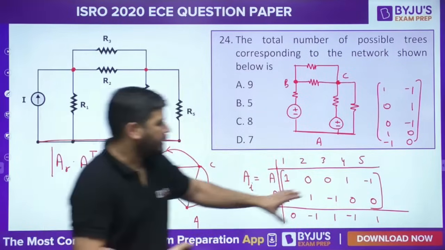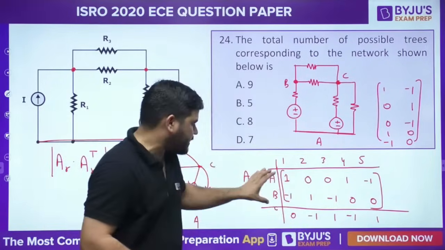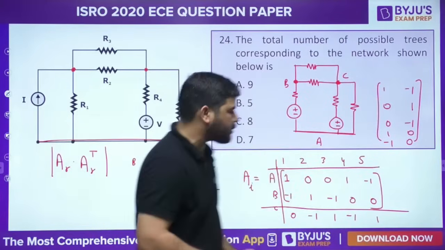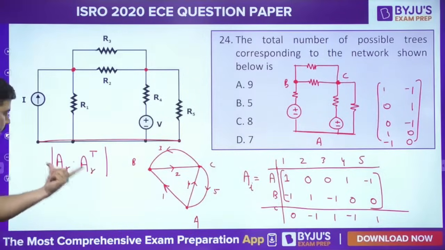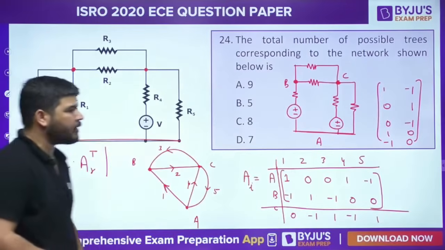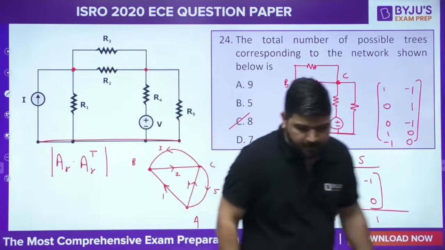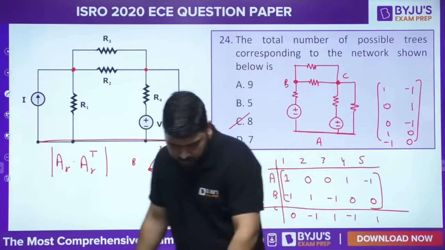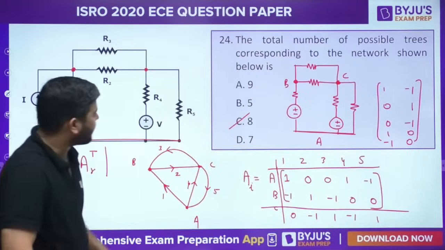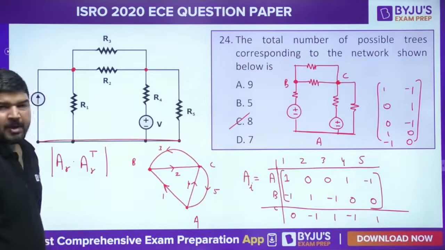So you can calculate this as, if this is A R, this will be A R transpose. You just multiply it, you will get some matrix, take the determinant of that matrix, and you will get the answer as 8. Okay. Answer is Calcutta. Okay, so answer is Calcutta. I mean, you can solve it.